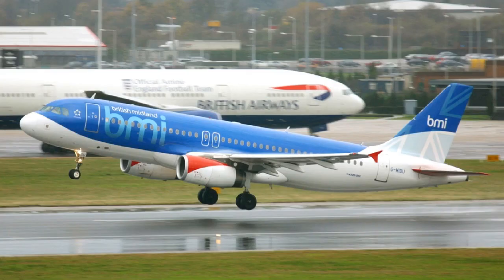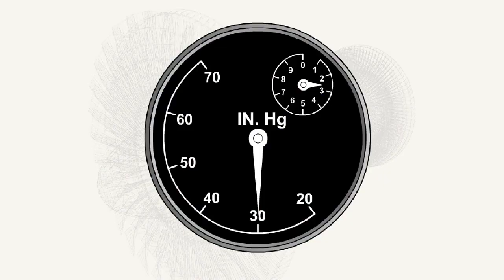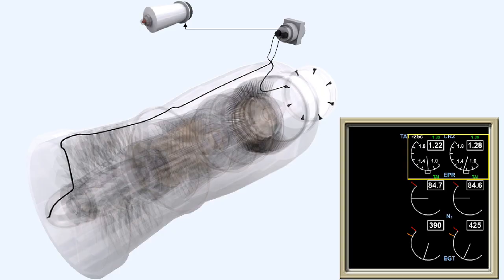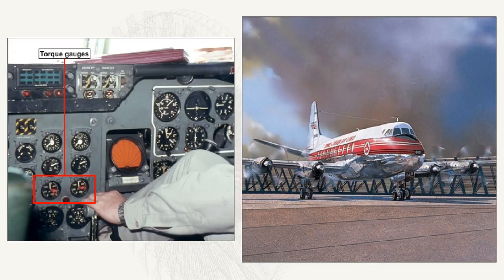Thrust measuring instruments are of two basic types. The type that measures the jet pipe pressure, the P7 gauge. The type that measures the ratio of two parameters, the jet pipe pressure and the engine air intake pressure, the EPR gauge. Turbopropeller aircraft measure and indicate engine torque, which is used to give an indication of engine power.